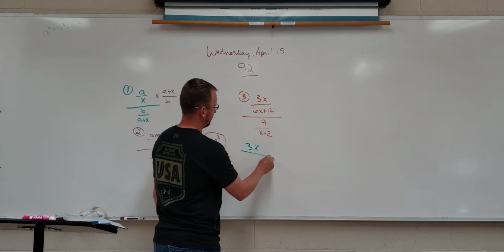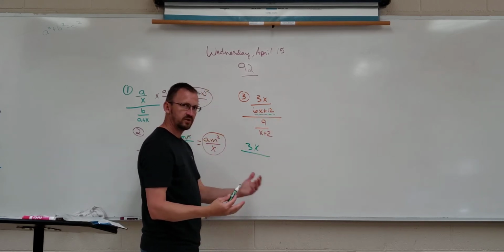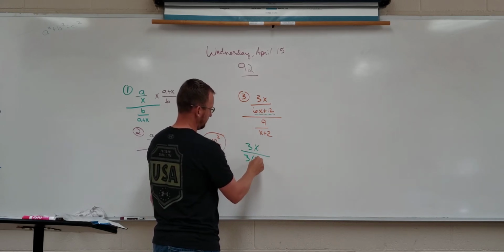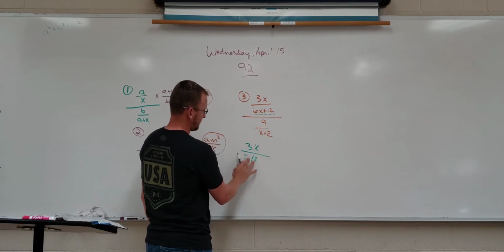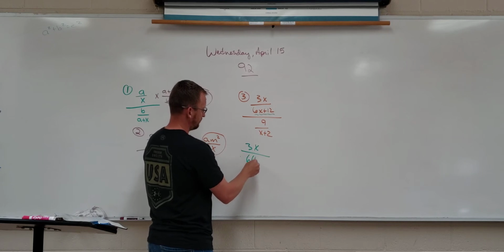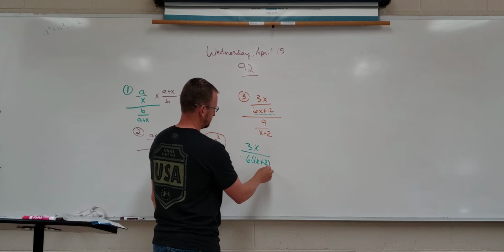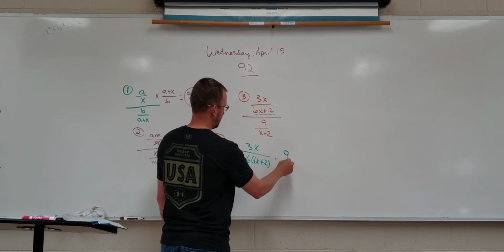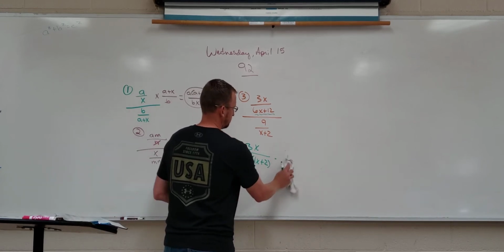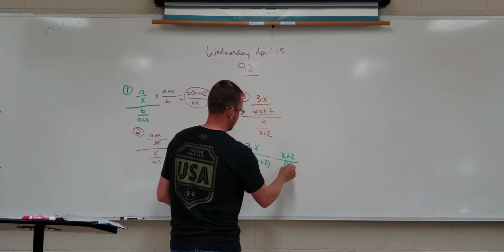So 3x over, what can we take out of our 6x plus 12? Well, 6 and 12 have a 3 in common. But we can take 6 out, even better. 6 divided by 6 is 1, so 1x. 12 divided by 6 is 2, plus 2, times 9 over, take the reciprocal, x plus 2 over 9.